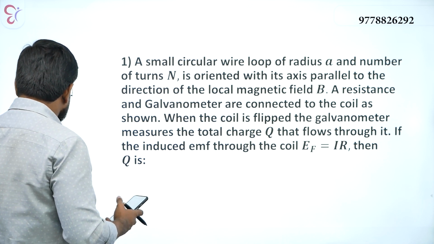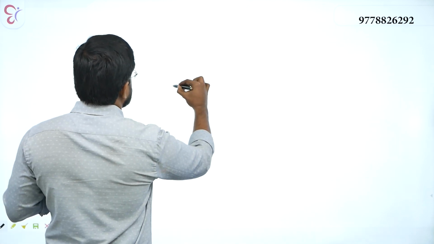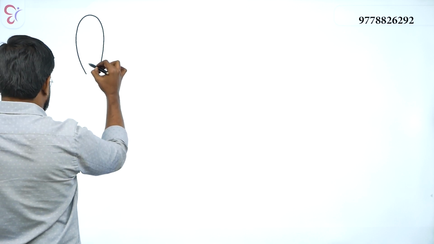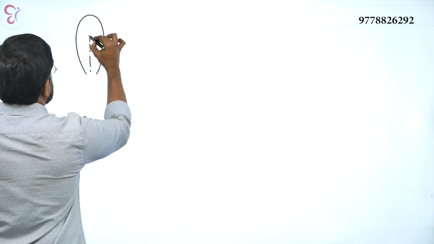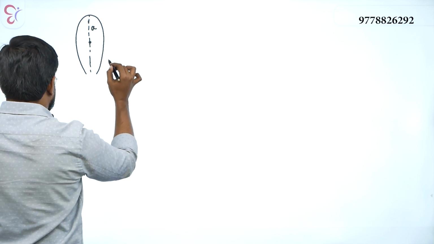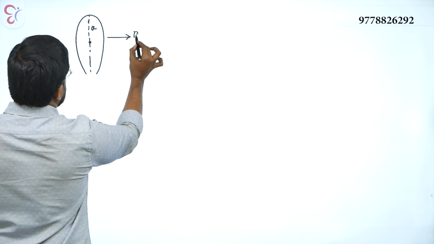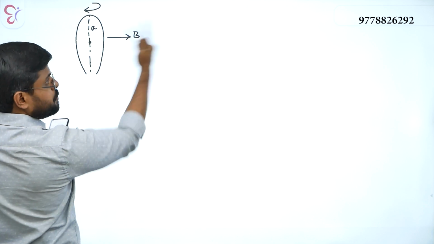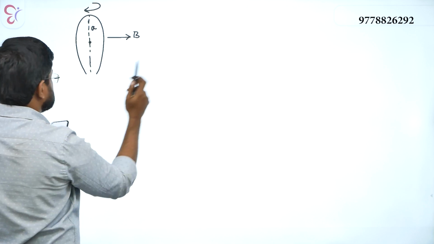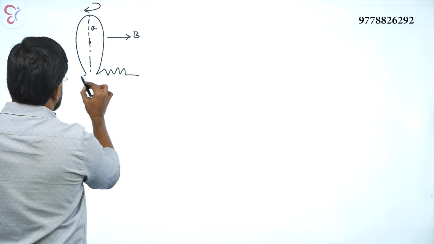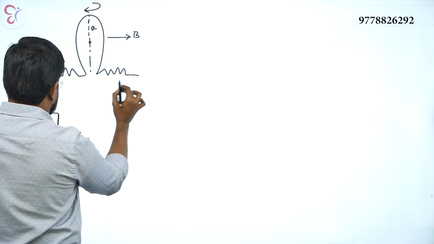See, this is my loop, and this loop is having a radius a. This is the direction of the magnetic field, and the loop is flipped along this axis. It is flipped like this. Then it is connected to a resistance and a galvanometer.